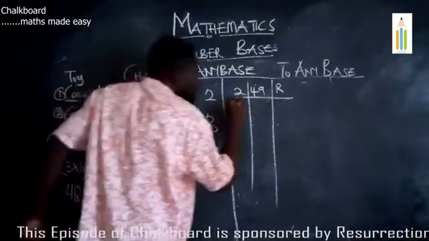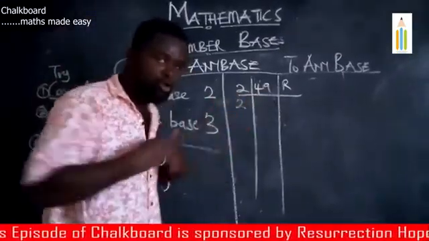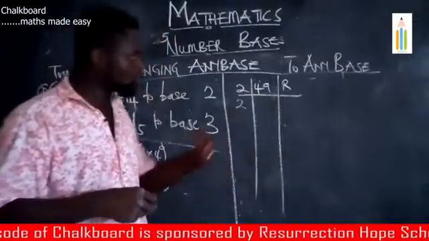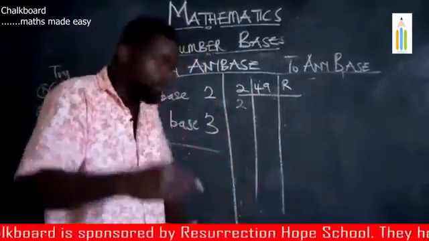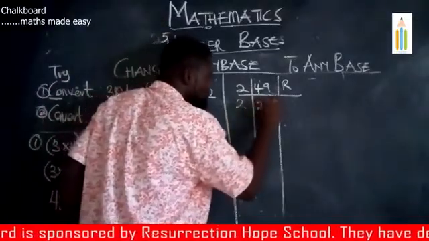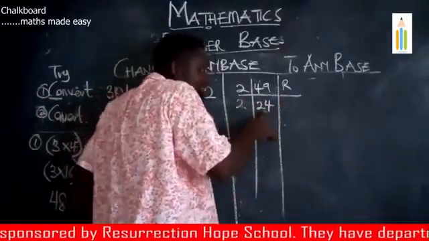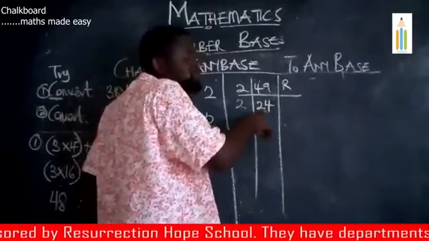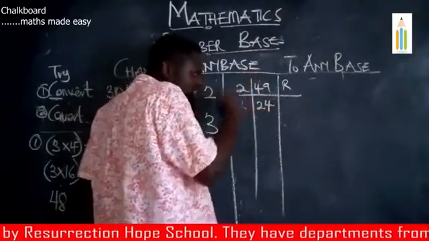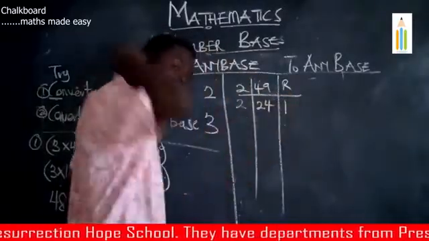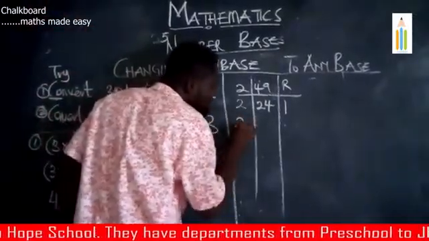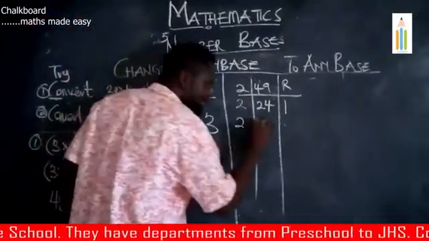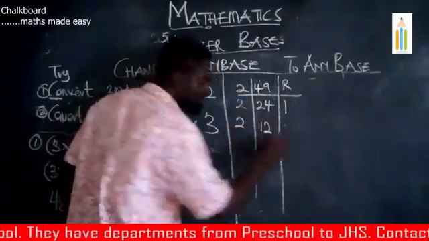So now, 2 times what gives us 49 or closer to 49? The closest to 49 will be 48. So 2 times what gives us 48? That is 24. So 2 times 24 gives us 48. Plus what gives you 49? That is 1. So that will be our remainder. Are we good? Now, 2 times what gives you 24? That is 12. There is no remainder. So 0.